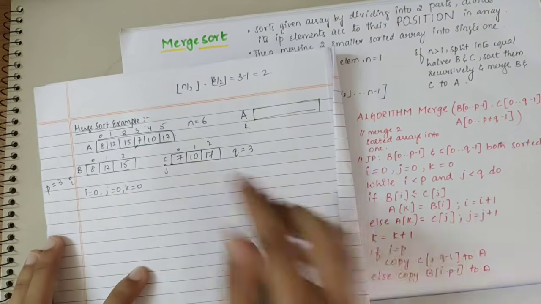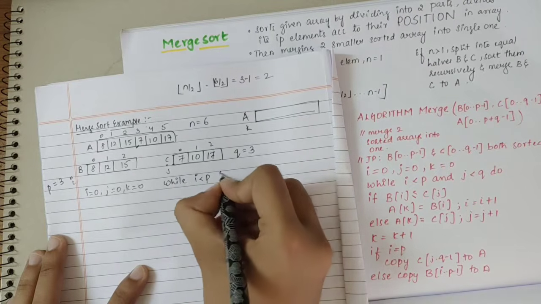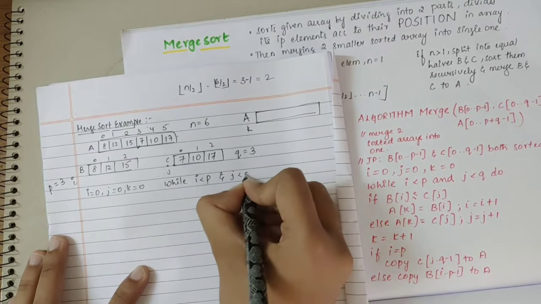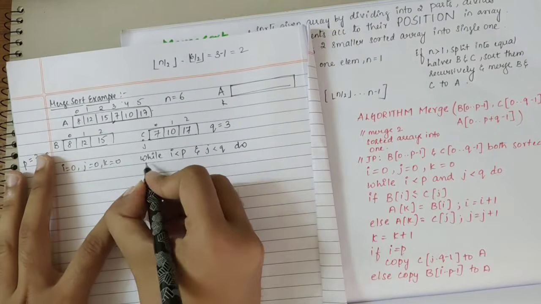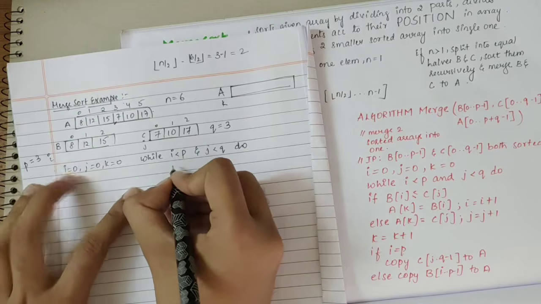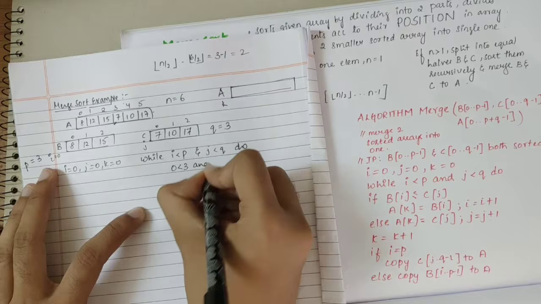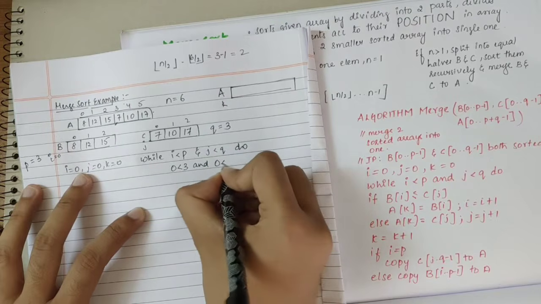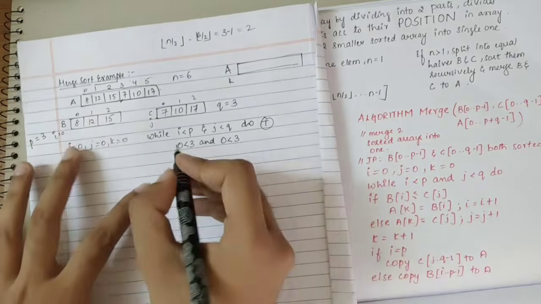So next I have this condition: while I less than P and J less than Q, do. I'll check this. So while this is satisfied, I'll check this. I value is 0. Initially I value I've taken as 0. Now, 0 less than 3 and 0 less than 3. Q value is also 3. So this is satisfied. I'll look into the inner part now.